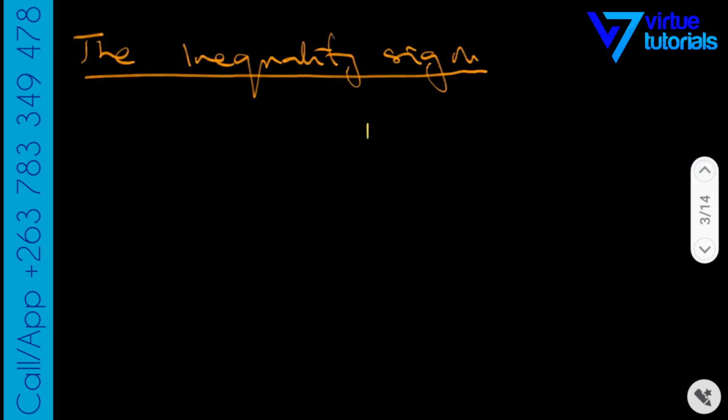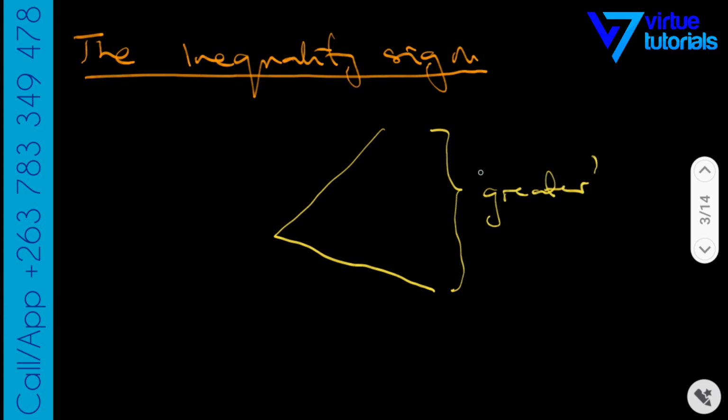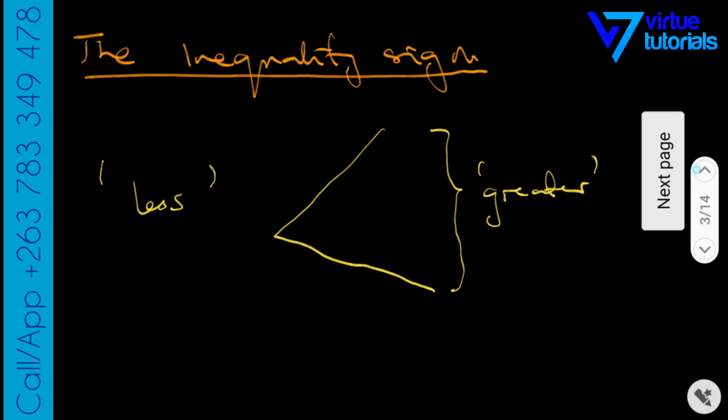Now, let's look at the inequality sign, right? This sign here has an open end. The open end is the greater side. Anything that sits on the open end is greater than what is on the closed end. The closed end of the sign is the less side, right? Whatever sits on the closed end of the sign, regardless of the side that it is facing, is less than what is on the open end.